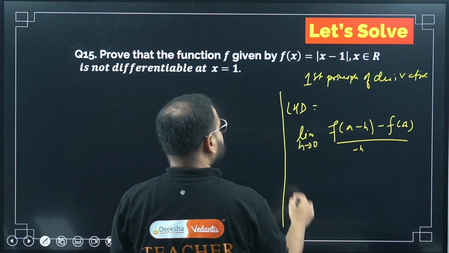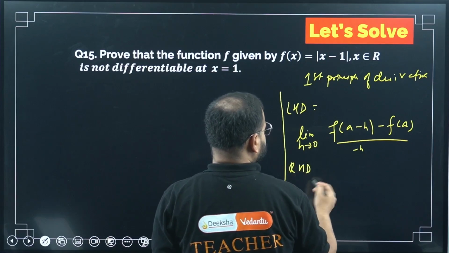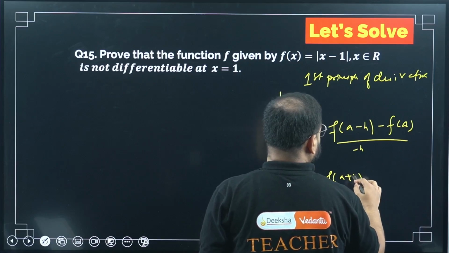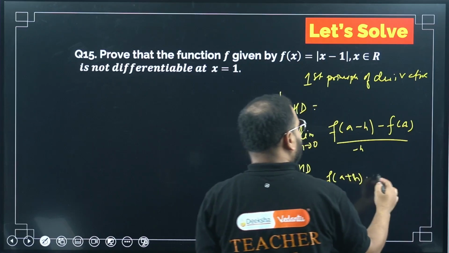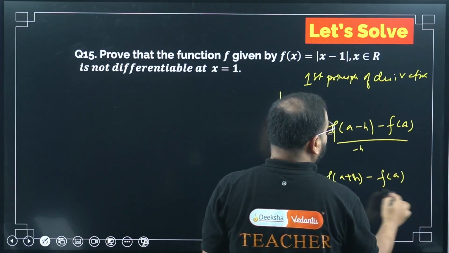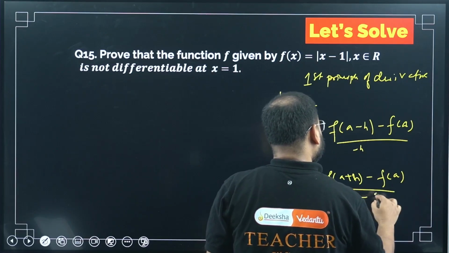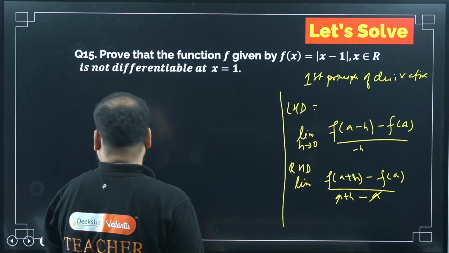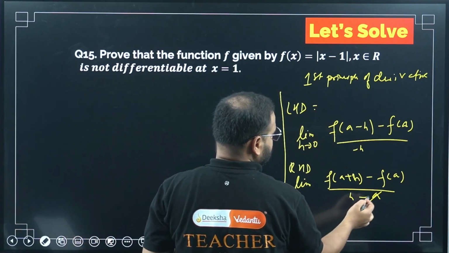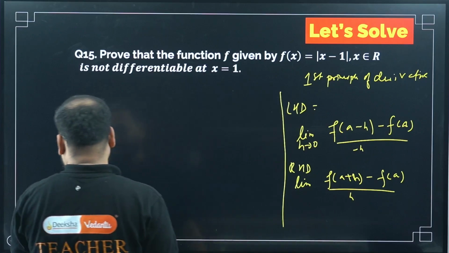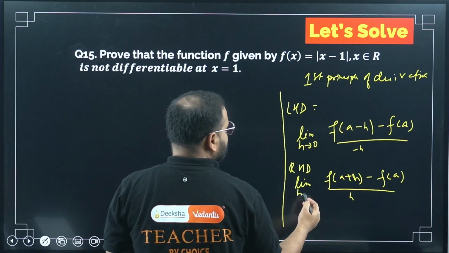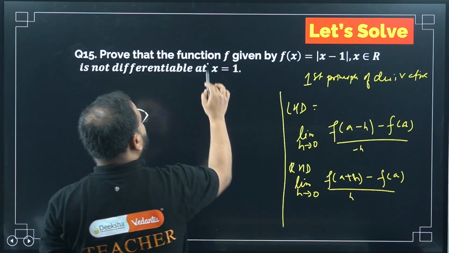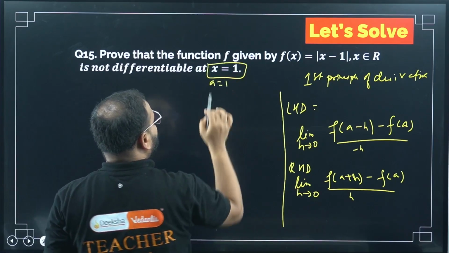What about my RHD? Same thing will happen. Limit of f of a plus h minus f of a upon a plus h minus a, where a goes out. What is left here? Only h. The limit condition is h tends to 0. So we have to check at which point. This is my a value, a equal to 1.